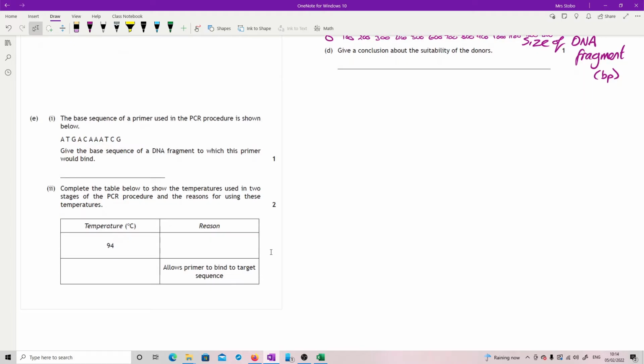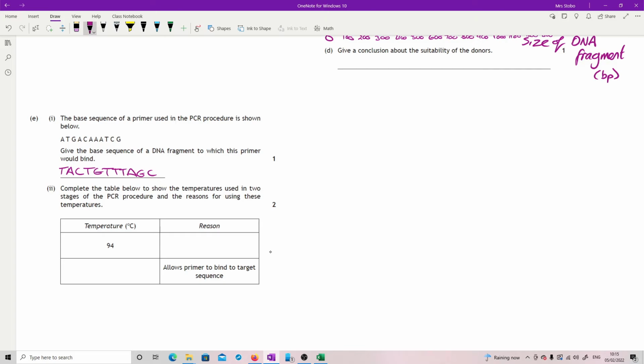The base sequence of a primer used in the PCR procedure is shown below. Give the base sequence of a DNA fragment to which this primer would bind. It's a little bit gifty. I think this is okay. Just remember it's DNA, so we're not going to try and put U's or anything weird like that in. So I'm just looking A to T, I said U. Let me just rub that out. A to T, T to A, and then we've got a C, and then a T, and then a G, and then a T, T, T, and then an A, and then a G, and then a C, and you get the mark.